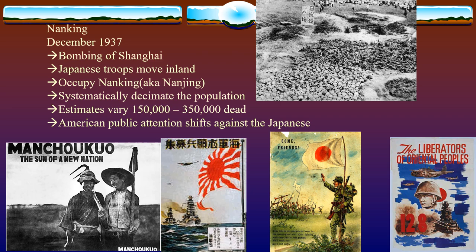The Chinese had no meaningful air force at all. They couldn't stop this. They didn't have any cannons that could shoot up into the air to shoot these bombers down. And so the Japanese were just sending in wave after wave of bombers who were dumping out their bomb loads on these cities, and then the army would just march right in and take it over.